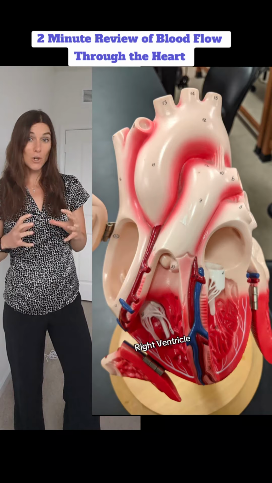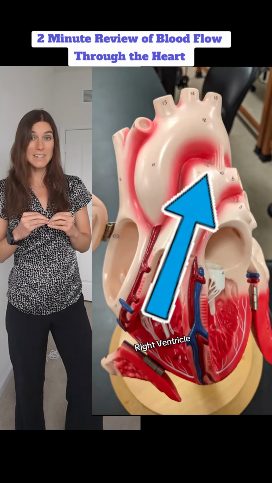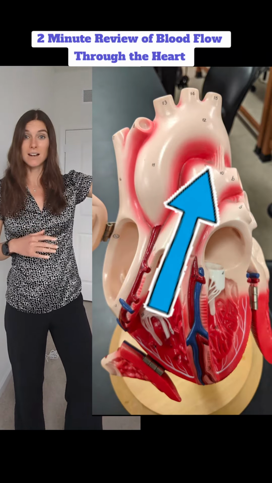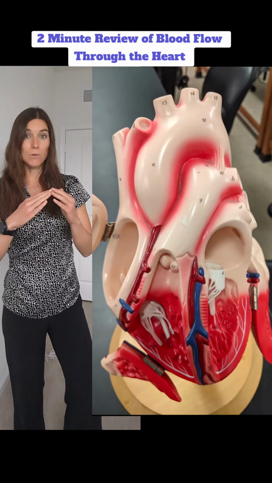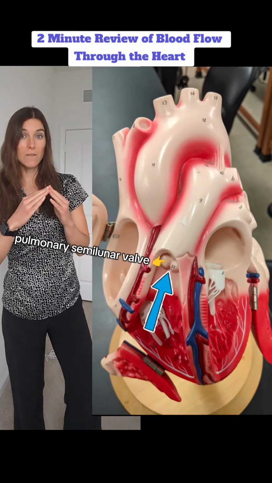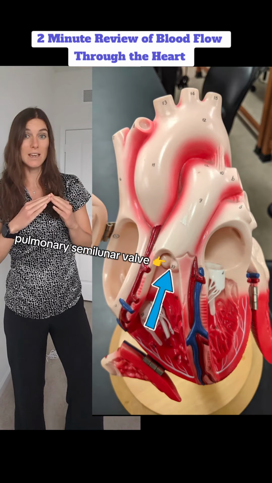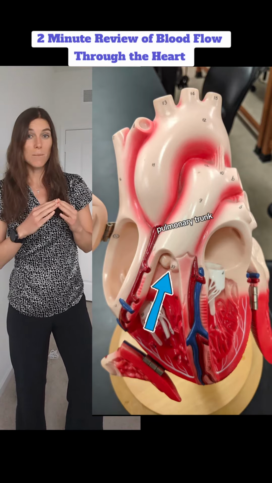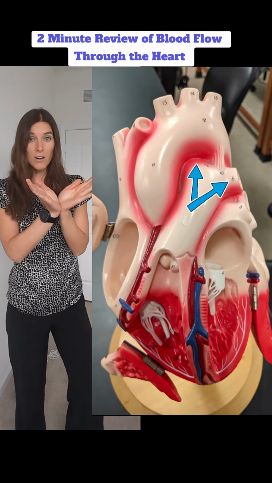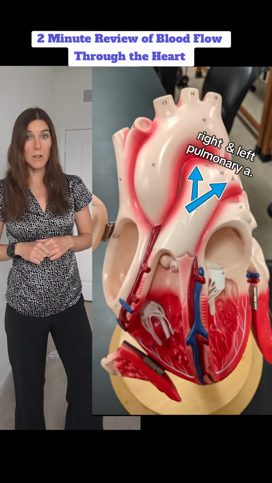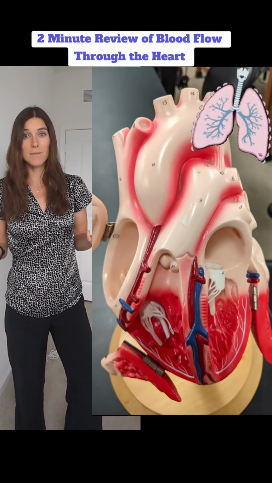When the right ventricle contracts, it is going to pump that deoxygenated blood towards the lungs. How does it get to the lungs? Well, it has to first push through what is called the pulmonary semilunar valve in order to enter into the pulmonary trunk. From there, the pulmonary trunk will split into a right and left pulmonary artery, which carries that deoxygenated blood to the right and left lungs, respectively.